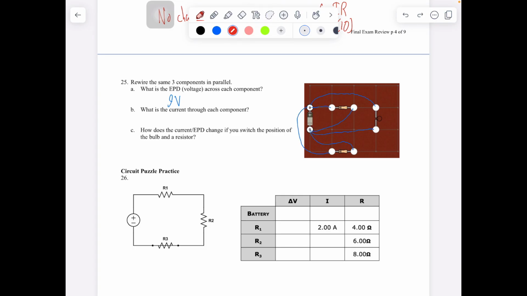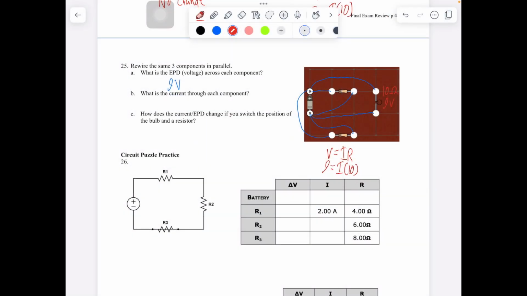You get 9. So if you're only coming across one resistor, one light bulb, you're going to drop all 9 volts there. If we know that the resistance is 10 ohms, the voltage drop is 9 volts. V equals IR. 9 is equal to I times 10. So then here we get our current of 9 divided by 10, 0.9 amps.